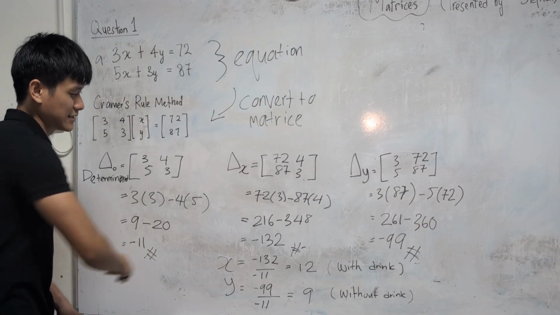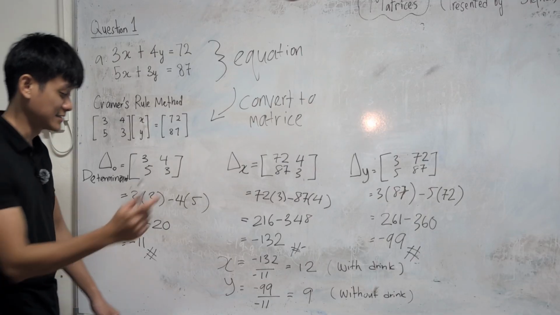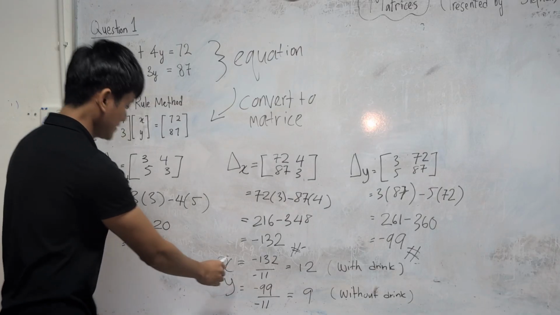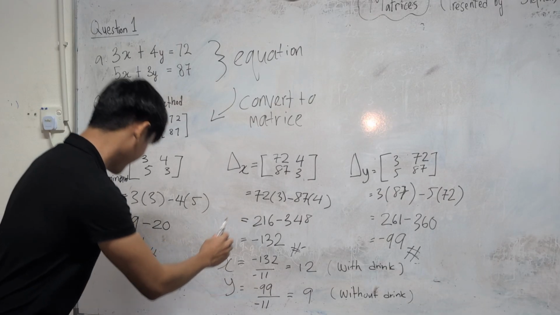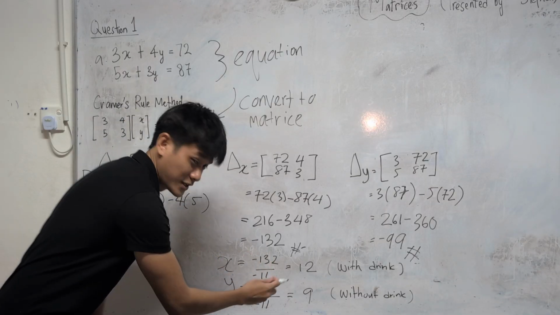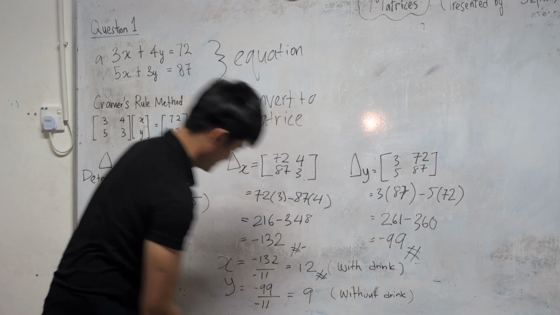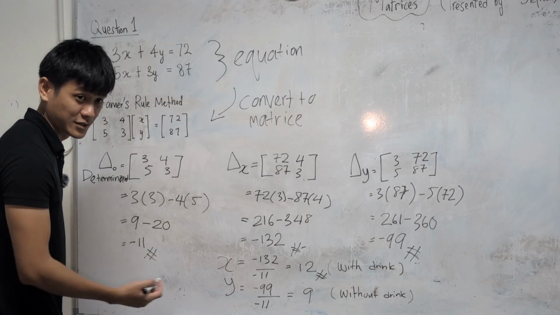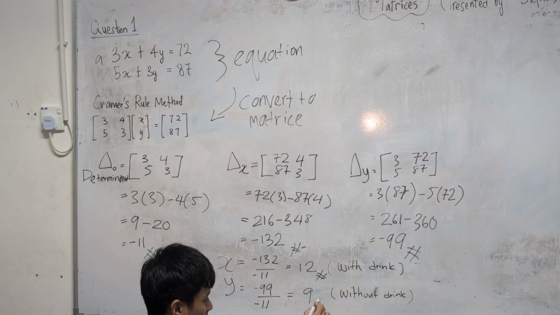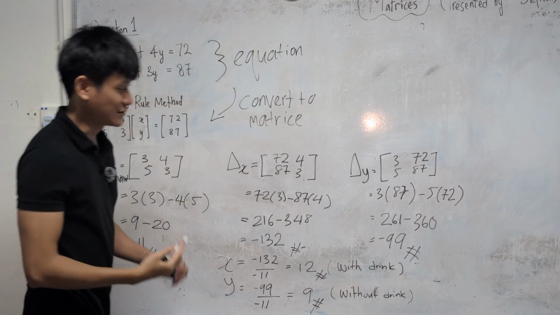After we get all the answers for the determinants, then we get the answer for x. To get the answer for x, determinant x divided by the determinant, then we get 12. For y, we do the same. We calculate it, then we get 9. That's all for question 1.